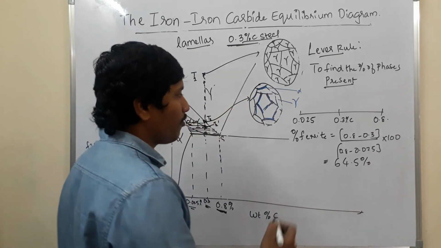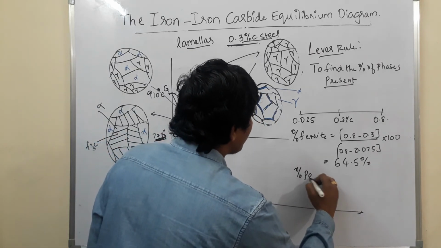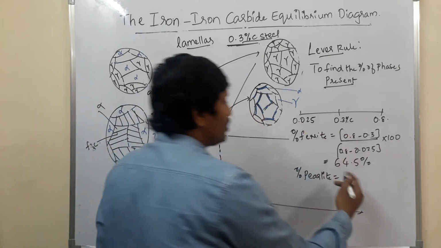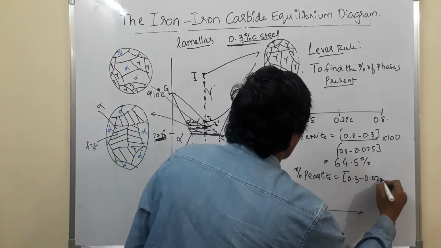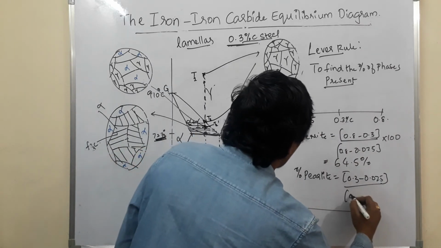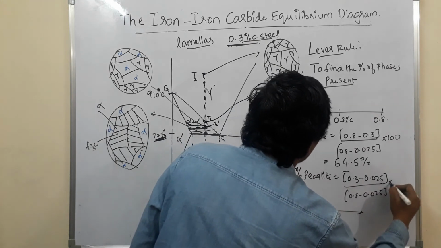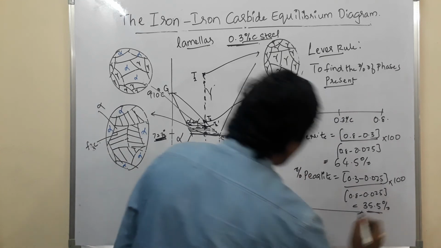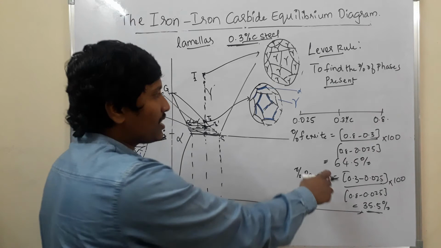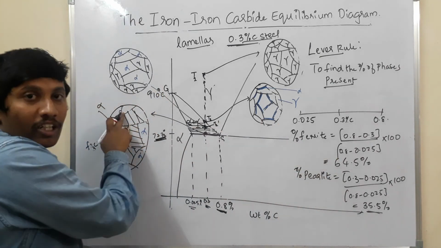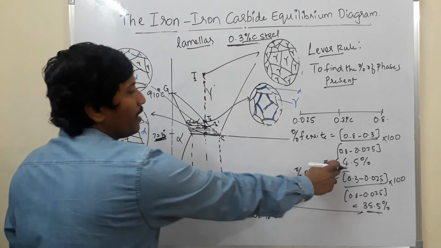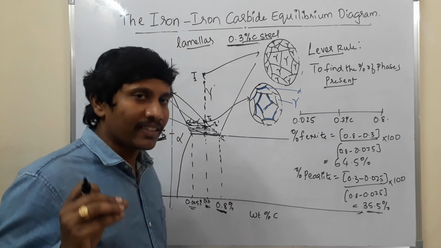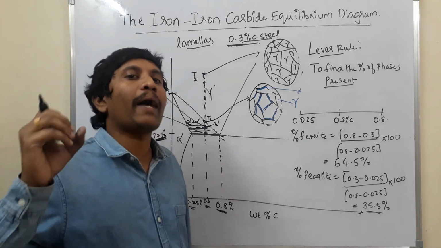What is the percentage of pearlite present? It is equal to 0.3 minus 0.025 divided by 0.8 minus 0.025 into 100. It comes to around 35.5 percentage. So in the microstructure, the percentage of pro-eutectoid ferrite present is 64.5 percentage. These hypo eutectoid steels are majorly used for structural applications.